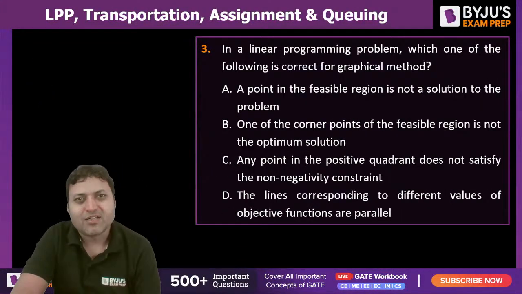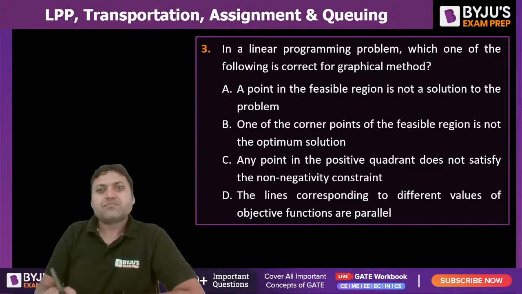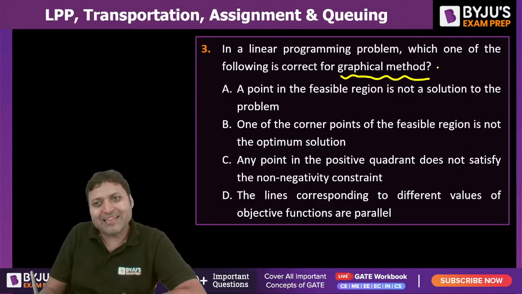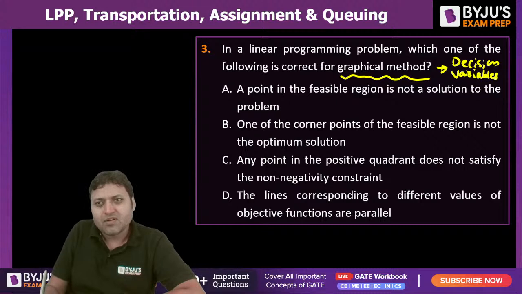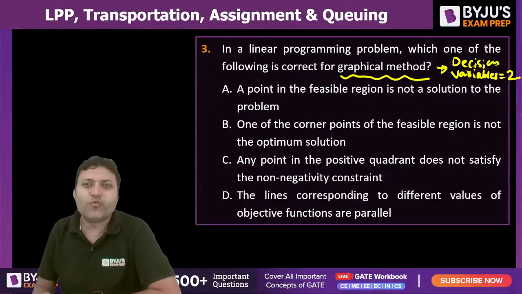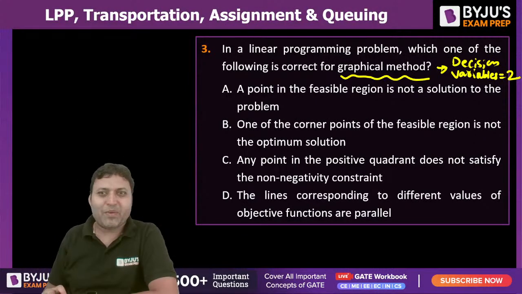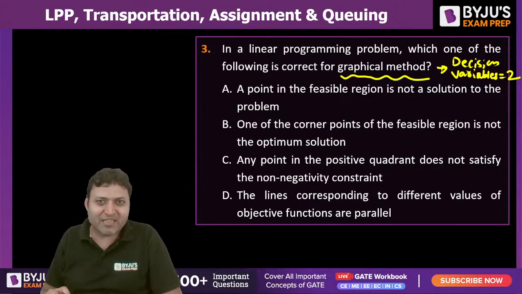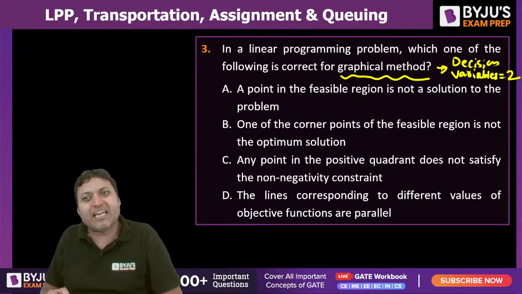Alright. Question number 3. The most simple method is the graphical method when the decision variables are 2. For 2 decision variables x and y, or x1 and x2, we can use the graphical method to solve LPP. In linear programming problem, which one of the following is correct for the graphical method? A point in the feasible region is not a solution to the problem.